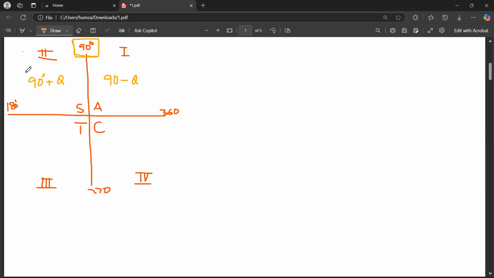Okay. This is the rule we have established so far. Now you know why I put 90 minus theta and 90 plus theta in quadrants 1 and 2. Understood?